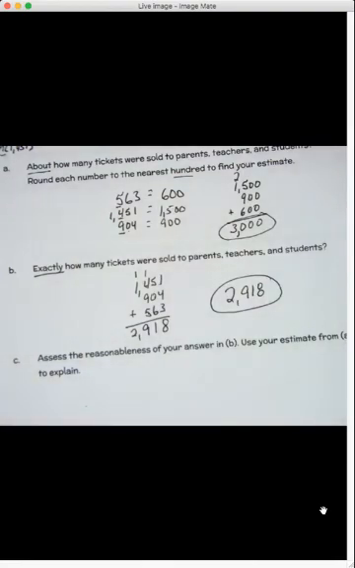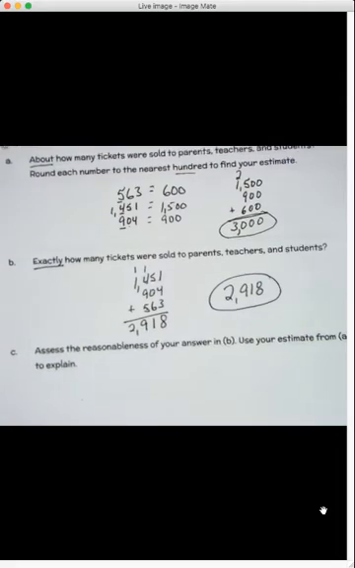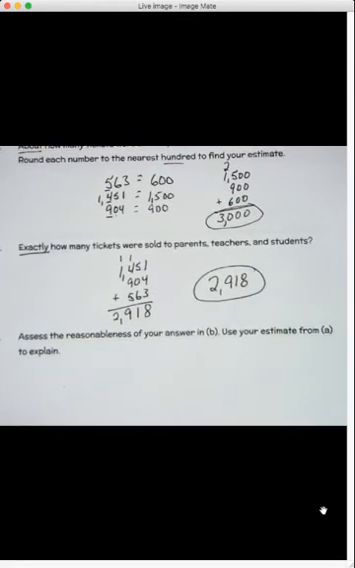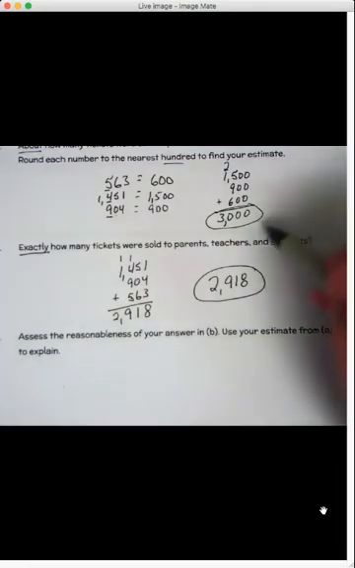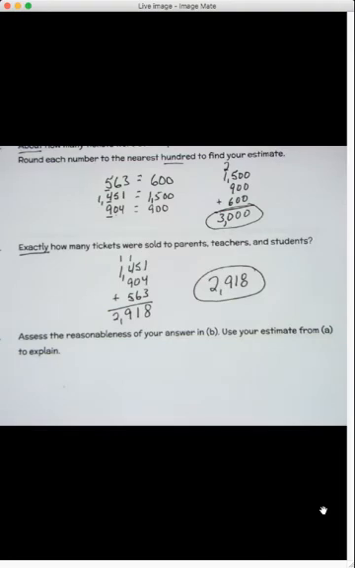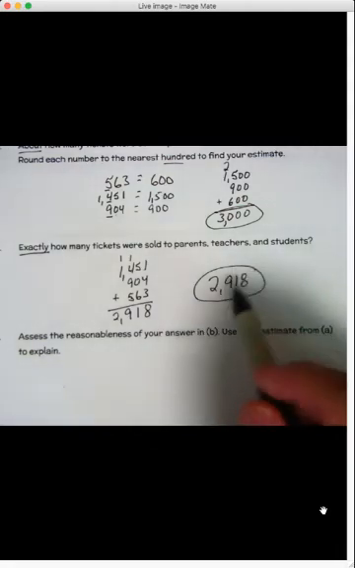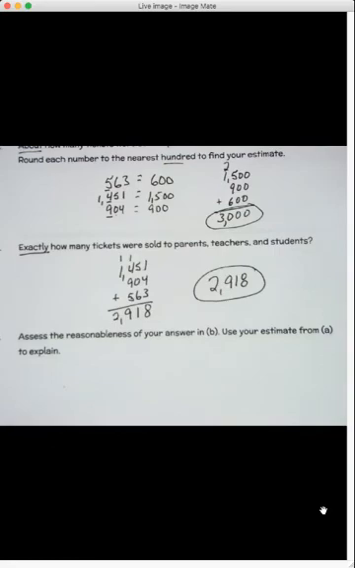Now, letter C says, assess the reasonableness of your answer in B. Use your estimate from A to explain. So basically that's asking, again, are these numbers pretty close? If someone was to ask the principal of the school, about how many tickets did you sell? And he said 3,000. We sold about 3,000. Would he be right in saying that? They didn't ask exactly, did they? Is 2,918 about 3,000? It is, isn't it?